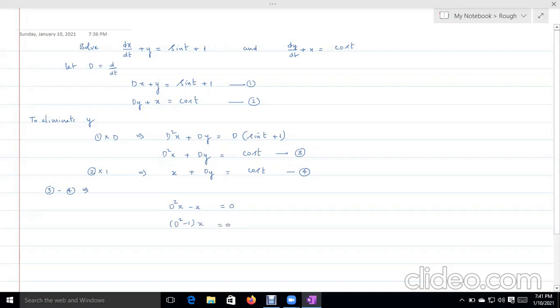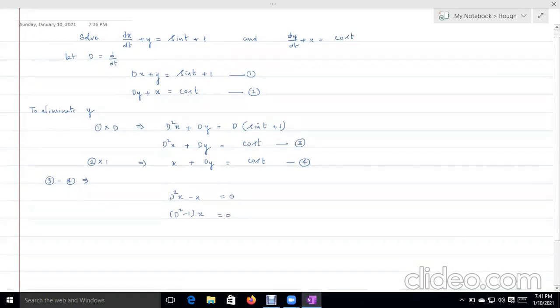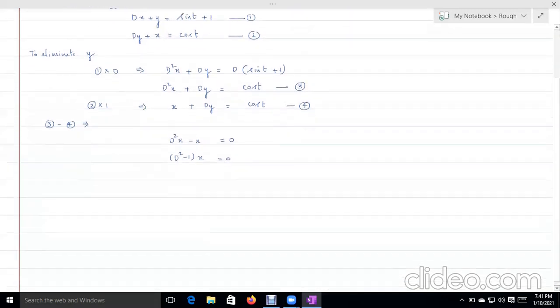Now we will solve this by the ordinary method. For that, let us take the auxiliary equation first. The auxiliary equation is m square minus 1 equal to 0, which implies m equal to plus or minus 1.